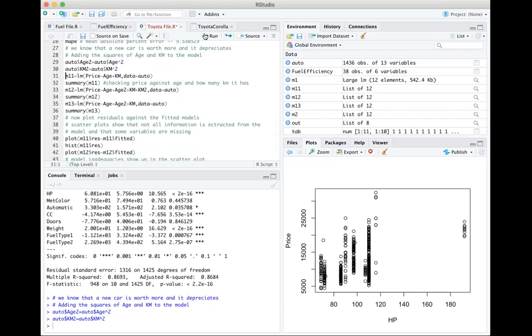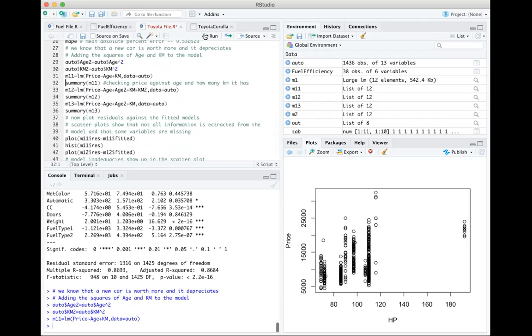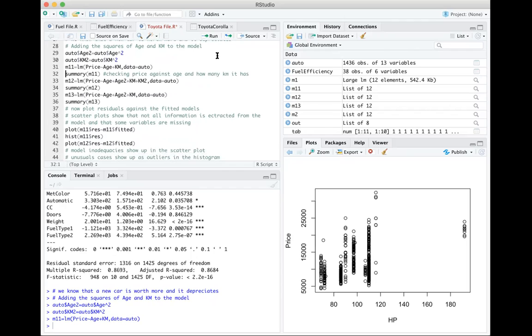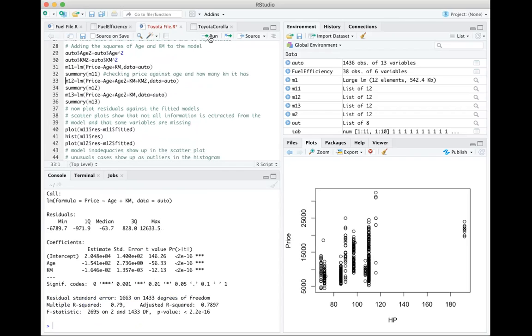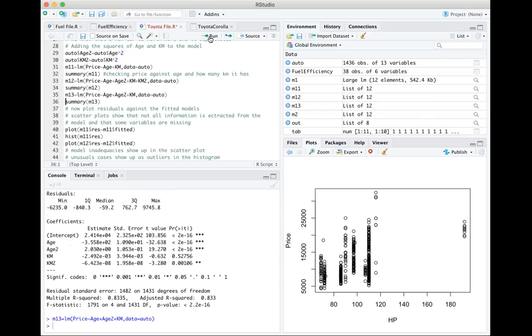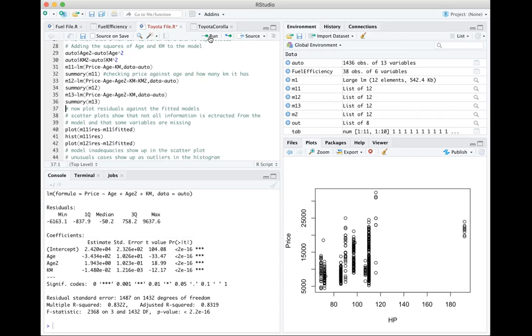We do the first linear model of price versus age plus kilometers, and this summary pops up with an R squared of 0.79. Now we do the second linear model of age plus age 2 plus kilometers 2, and this R squared is 0.8335. And finally, we do price versus age, age 2, and just the kilometers of the first, with an R squared of 0.8322. Now, plot residuals against the fitted models.